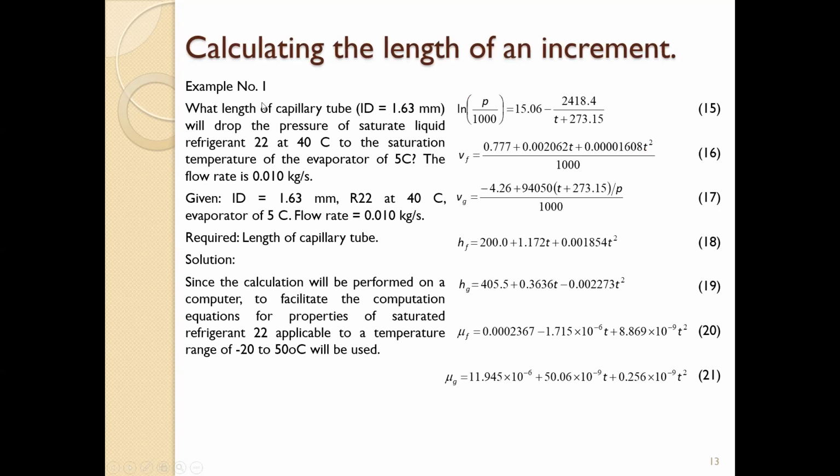So, what length of capillary tube with ID as 1.63 millimeters will drop the pressure drop of saturated liquid refrigerant 22 at 40 C to the saturation temperature of the evaporator of 5 C. The flow rate is 0.01 kilogram per second. Pause mo na. Kasi ito, saturate.